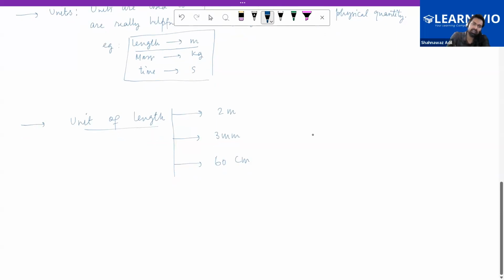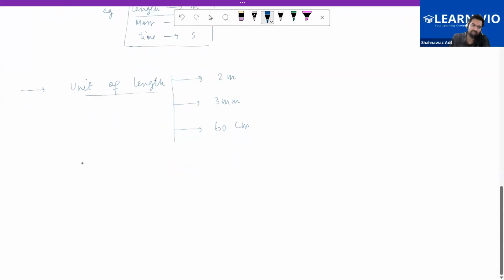Let's take, for example, that I am in India, and if I am talking about length, I say 1 meter. And let's say you are in Saudi, and you write 1 meter as, whatever, some other unit. So let's say this is in Saudi.